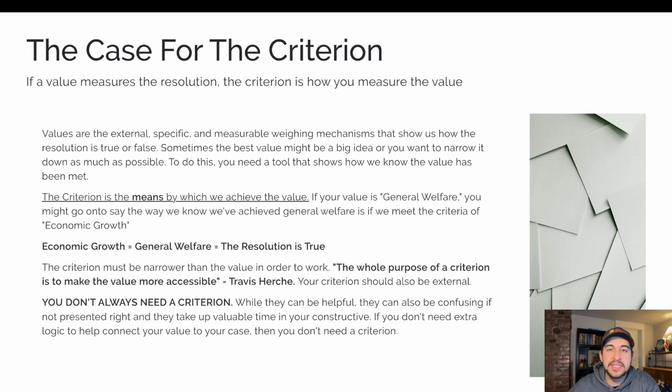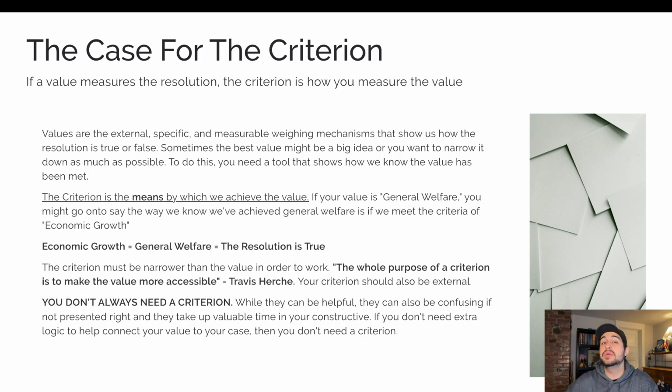And of course, your criterion should also be external. Every weighing mechanism that you use in LD should be external. But this also means you don't necessarily always need a criterion. They could certainly be helpful, but they can also be a little extra confusing, because if you're dealing with someone who doesn't know LD framework very well, and you keep on adding these pieces of framework, the judge might have a harder time understanding why the criterion is there or what it actually is doing.